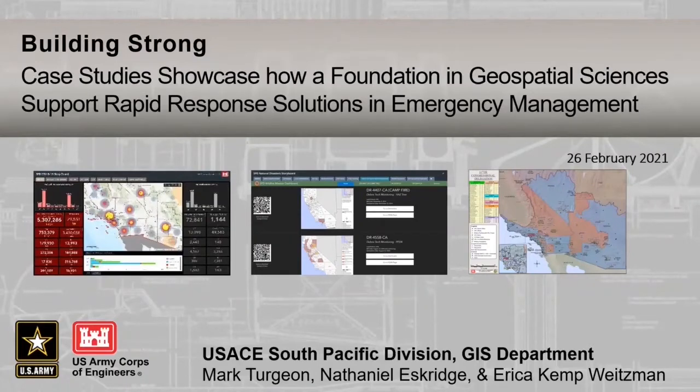Nate Eskridge is a geospatial analyst with our Sacramento district. He will walk you through the building blocks of the COVID-19 dashboard and its development on the U.S. Army Corps of Engineers Common Operating Picture, while Mark Turgeon, the GIS coordinator of the Los Angeles district, will take you through the coronavirus field site assessments and our natural disaster storyboard. Mark will continue to walk you through some details of the Common Operating Picture geospatial dashboards while showing some step-by-step instruction of how these dashboards were built.